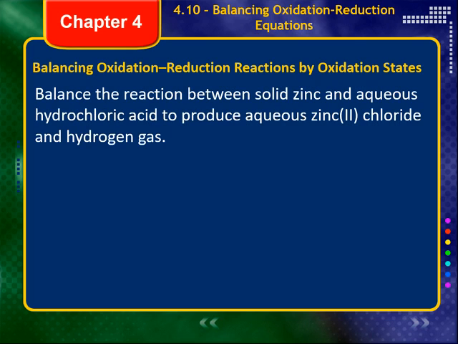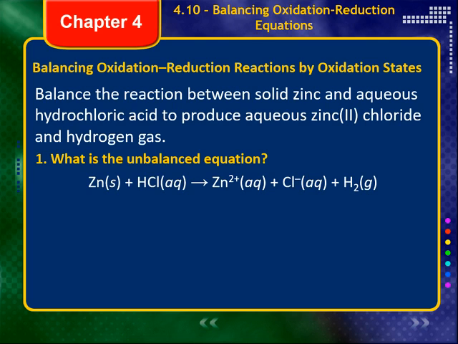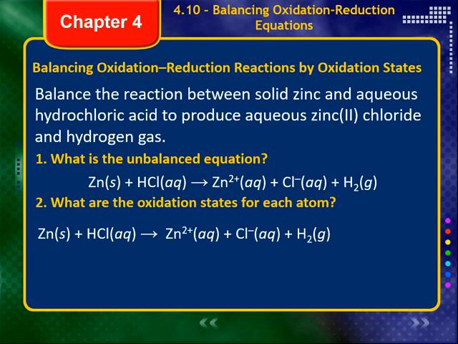When we balance the reaction between solid zinc and aqueous hydrochloric acid to produce aqueous zinc 2 chloride and hydrogen gas, let's ask ourselves, what is the unbalanced equation? We haven't balanced this at all, but again, we have solid zinc and aqueous hydrochloric acid, right? On the product side, you're going to have aqueous zinc 2 chloride, representing these here as individual ions, and hydrogen gas. Next, what are the oxidation states for each atom?